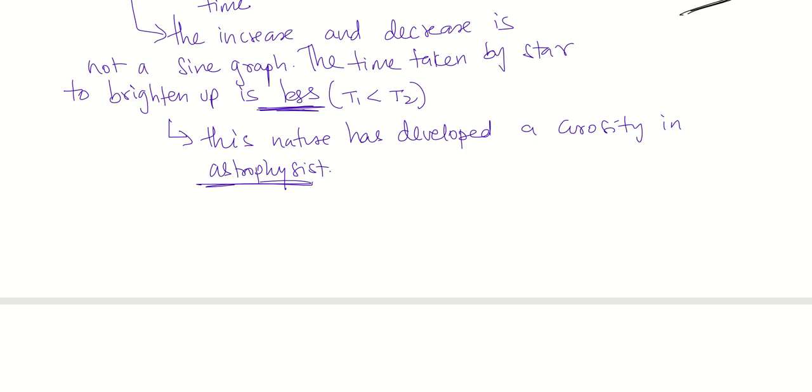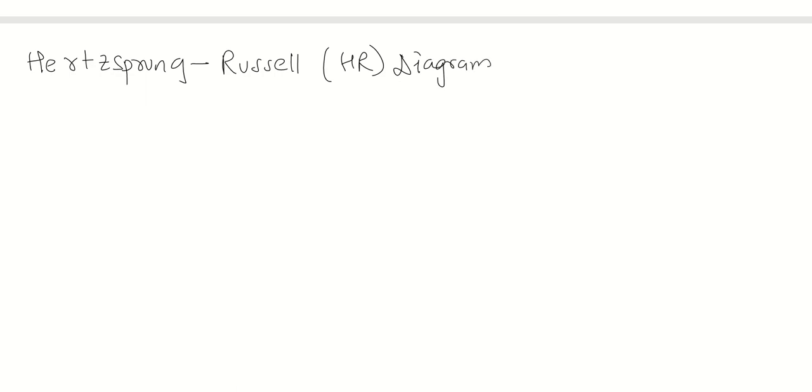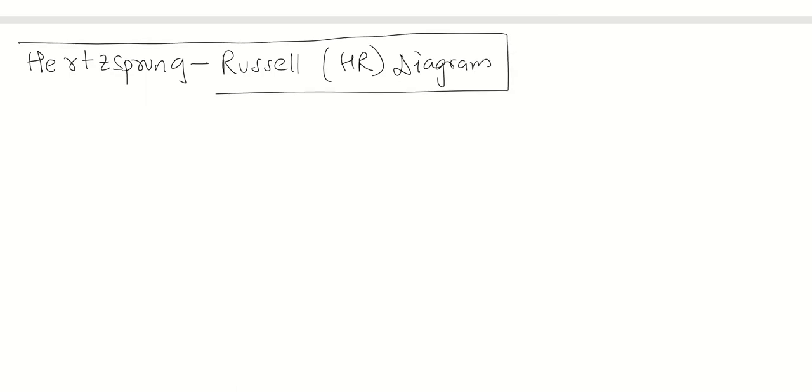Now we will go ahead with the next topic. We are going to study something very interesting here, and that is known as the Hertzsprung-Russell diagram, which is also known as the HR diagram. So what does the Hertzsprung-Russell diagram tell us? This is very important for us because it actually explains a lot of things.